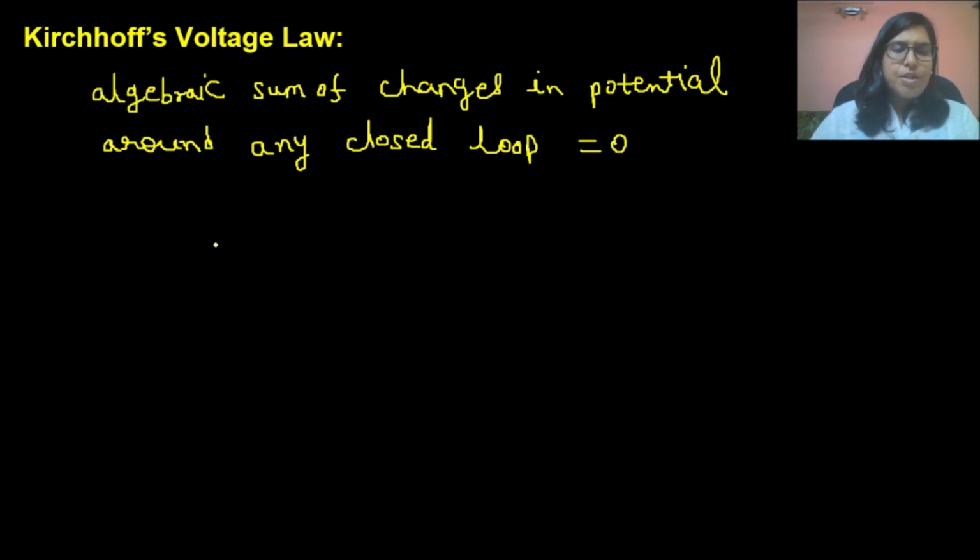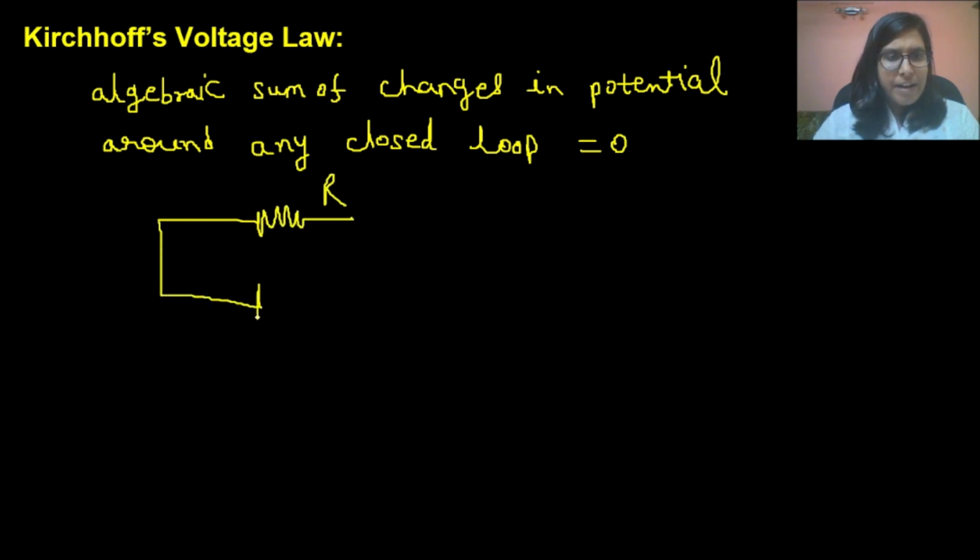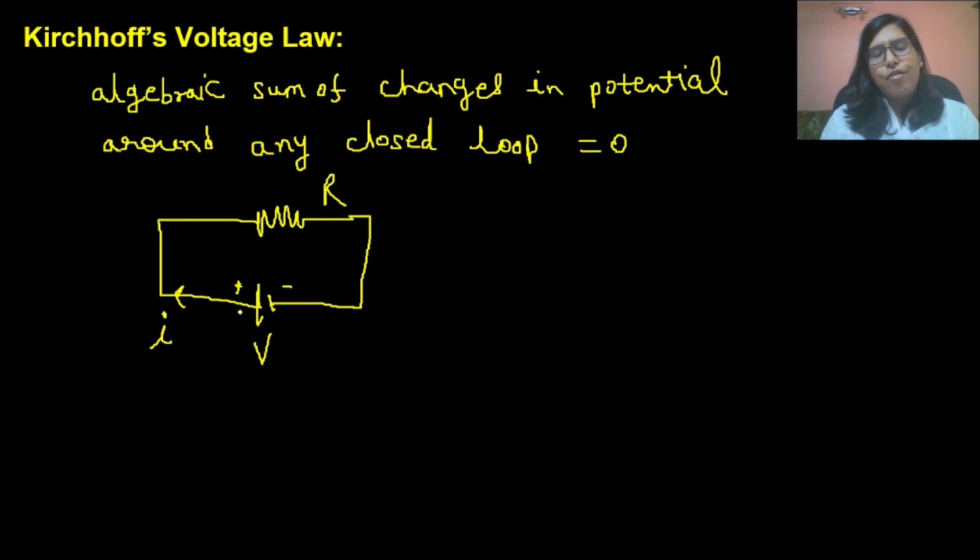Right. So suppose we take a simple circuit which has a resistor and a battery. Suppose this voltage is V and this will be the high voltage end and this will be the negative or low voltage end. Suppose current I is flowing in this circuit. It will flow from low voltage to high voltage through the battery. Now the current flowing in this resistor will also be I.